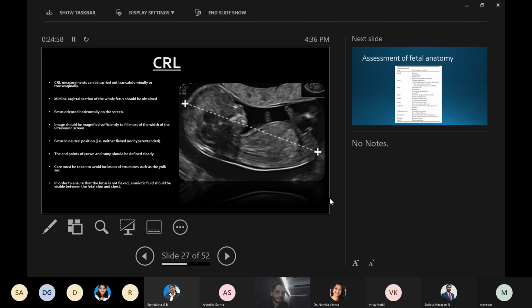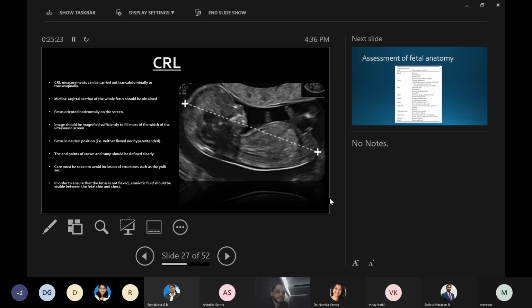And the fetus should be oriented horizontally to the screen, not vertical, not head downwards, horizontally. The image should be magnified sufficiently to fill most of the width of the ultrasound screen. This thing is often missing in our images. We forget to zoom the image and take the measurement. This is also one of the quality criteria.